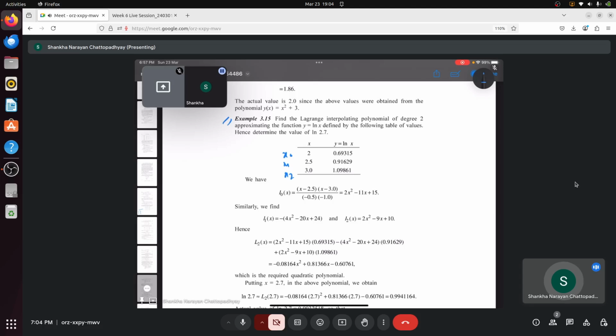So the formula for L0x is x minus x1, x minus x2, over x0 minus x1 and x0 minus x2. These are called weight functions.